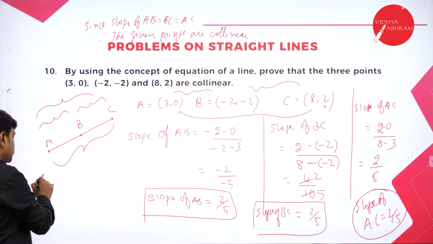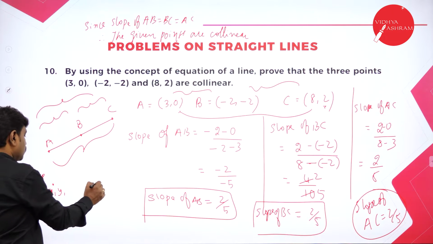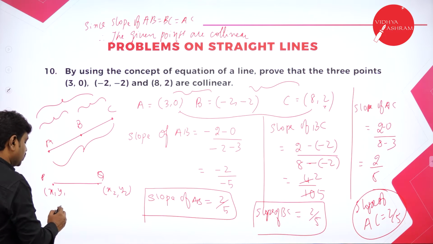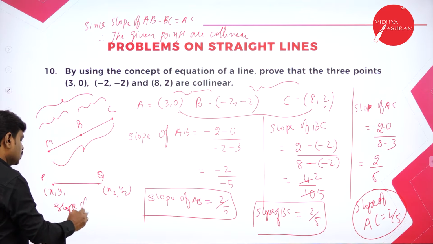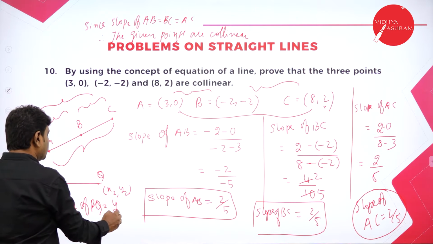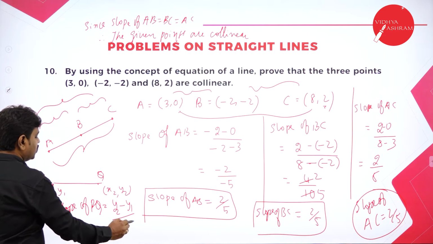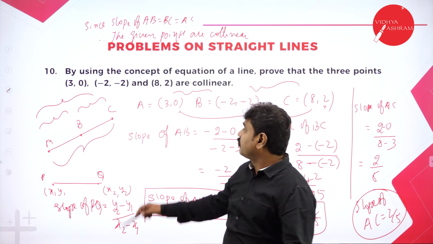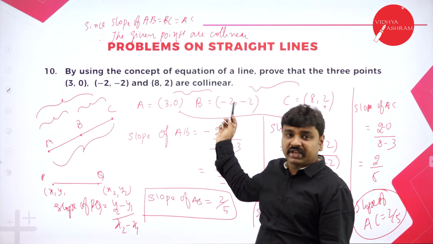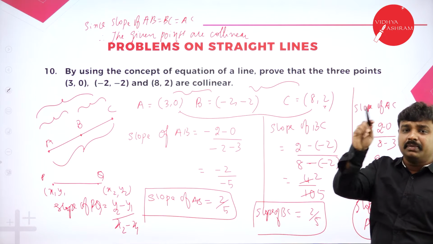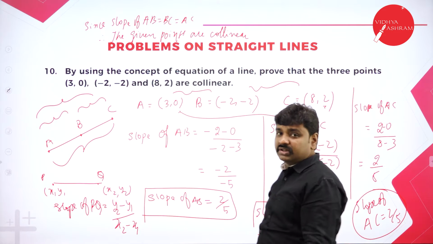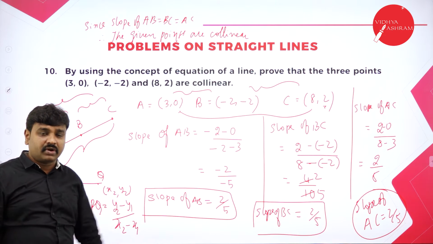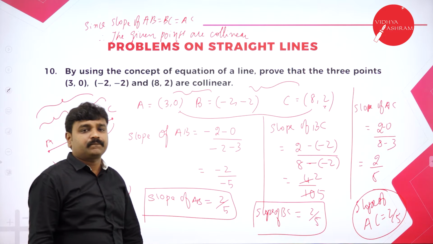If I give 2 points P (x1, y1) and Q (x2, y2), how to find the slope of PQ? The slope of PQ is the difference of y coordinates by the difference of x coordinates. That's it: y2 minus y1 by x2 minus x1. We use the same slope concept and we found the slope for AB, BC and AC. First you name the points as A, B, C. Then you find the slope of AB, then BC, then AC. If you get the same slope for all, then they are collinear.